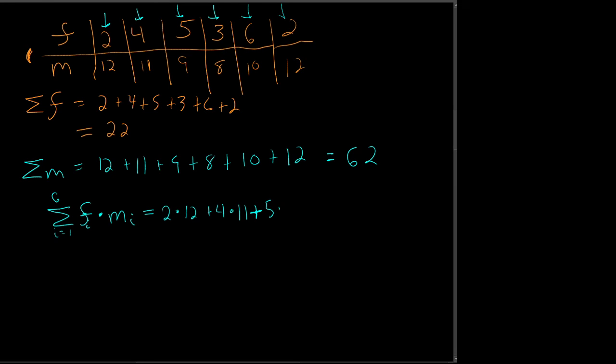plus 5 times 9. So notice how this multiplication is telling me to multiply each pair of these, and then the sum is telling me to add up. And our order of operations says do the multiplication first, then do my addition. So plus 3 times 8 plus 6 times 10 plus 2 times 12. And so let's do my multiplications first. So I'll write out all my multiplications.